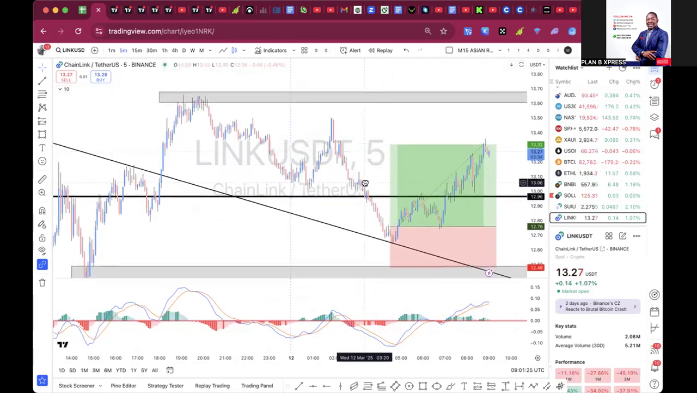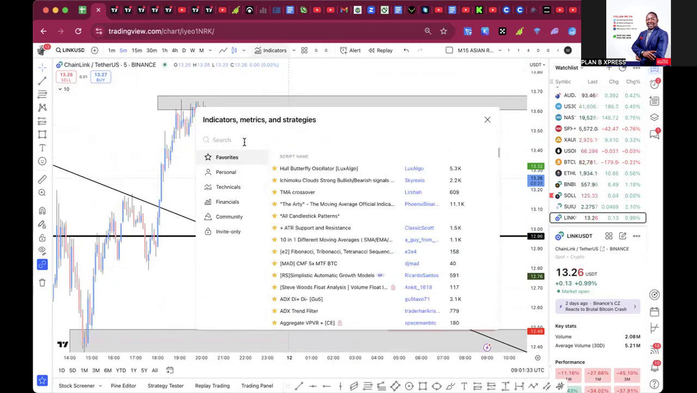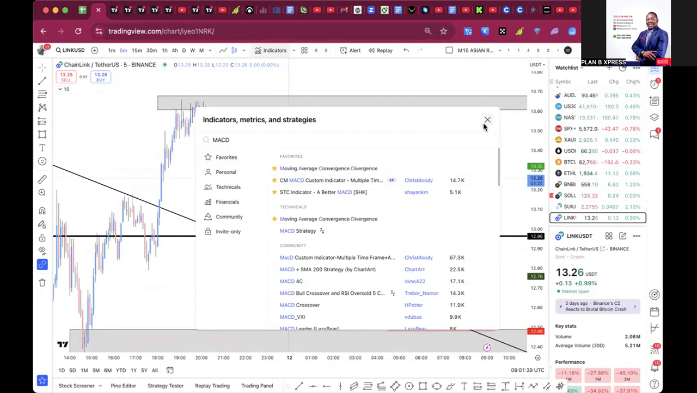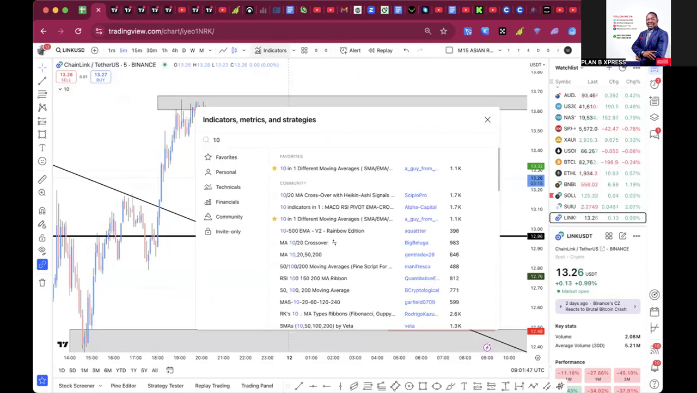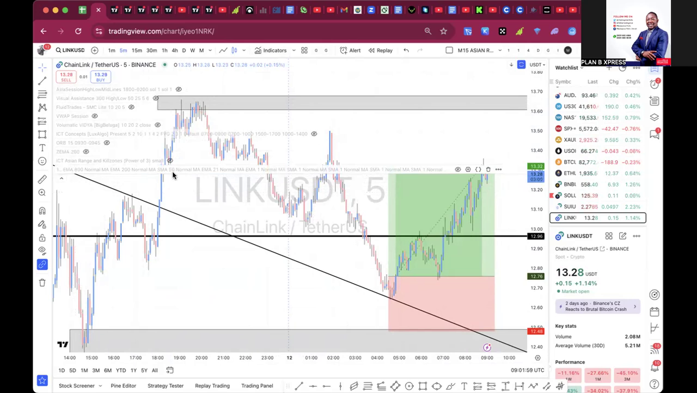Now, another thing I say you can add is not only the momentum, you also want to add trend. You go to your indicator. You ask me now, how do I add this MACD? Ordinarily, you go to indicator and type MACD, and that is the MACD. That's all. The next indicator is the trend indicator, which is EMA. But in your own case, if you're on a free account, you can't use more than one or two indicators. So you're going to use 10 in one, different moving averages. So you add it, then you do a few settings on it, 10 in one.